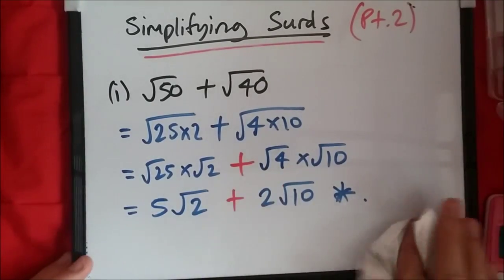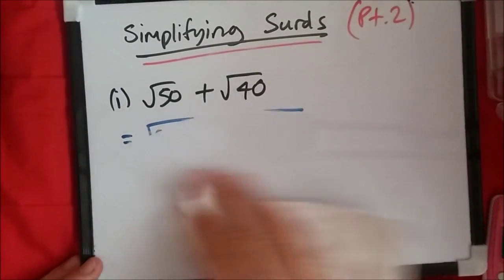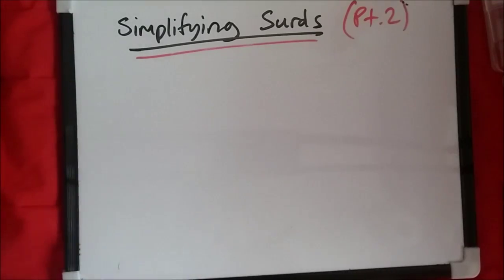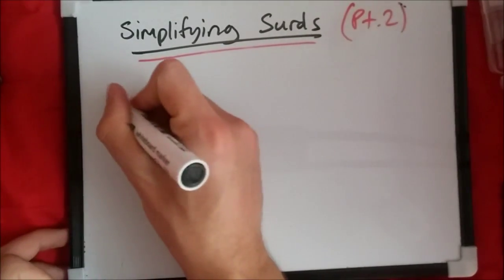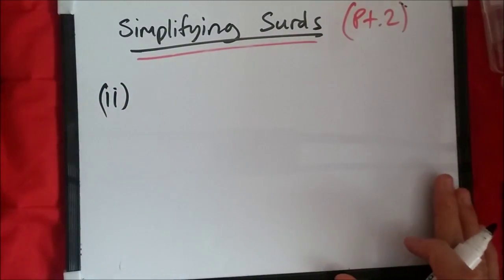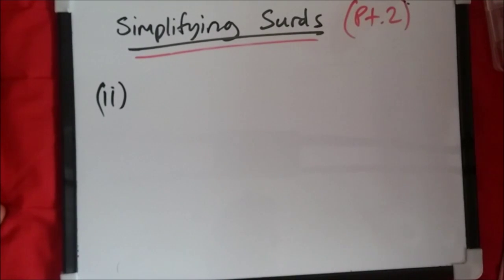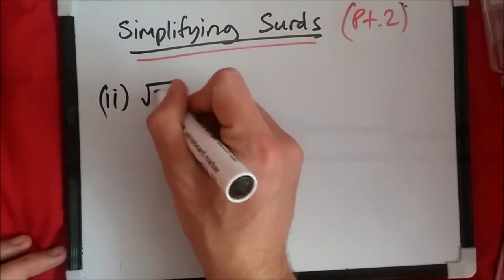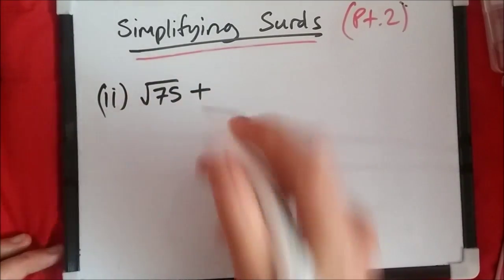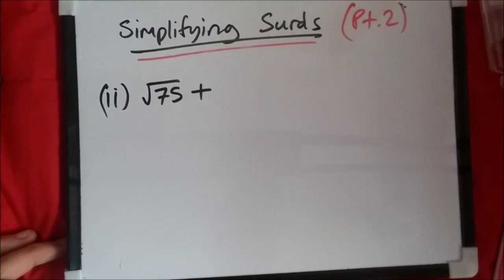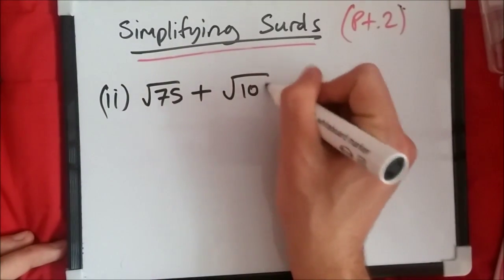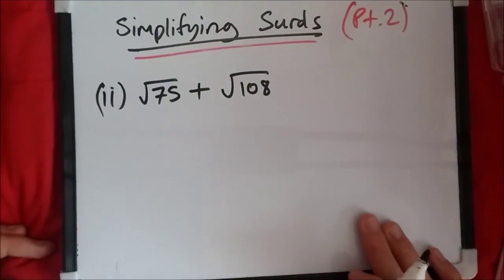Let's try one last example. Okay, and here's a second example. I'm just trying to think of values that actually make sense. Okay, so what I have so far is root 75 plus root 108. Good. So this is something I have to think about carefully.